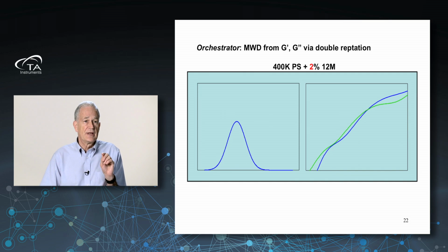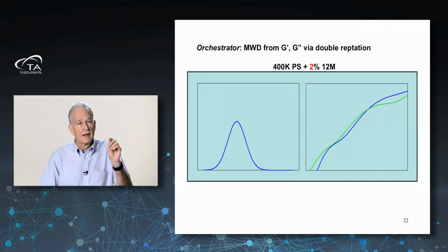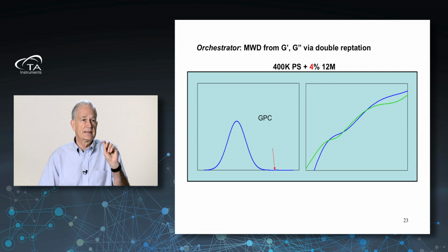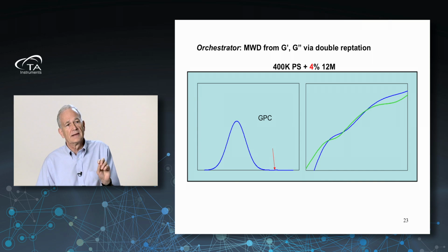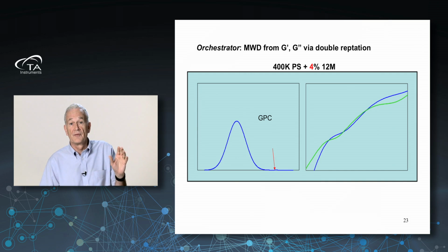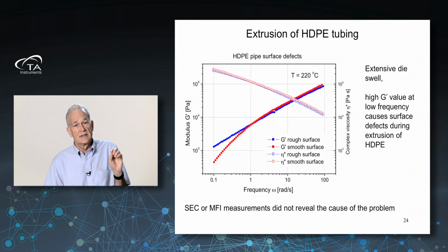And if we go to 2%, it's very pronounced. Now, this is a quite high molecular weight, so it has a huge effect on the G prime data. You still can't see it in the GPC. At 4%, we can barely detect it. So rheology, especially when high molecular weight is added to a material, or if there's a high molecular weight tail from your reactor, is an excellent tool. And the rheology can be analyzed to predict the molecular weight distribution.